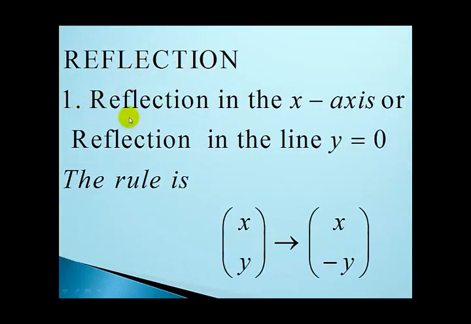1. Reflection in the x-axis, or reflection in the line y equals 0. The rule is (x, y) maps to (x, minus y). That means that x remains the same, but the y value is negated. So (x, y) maps to (x, minus y).